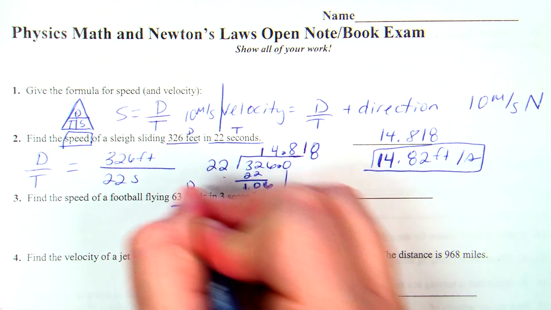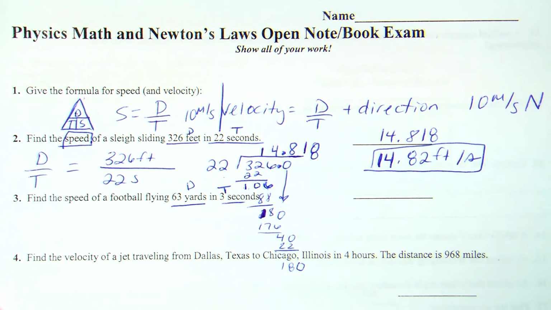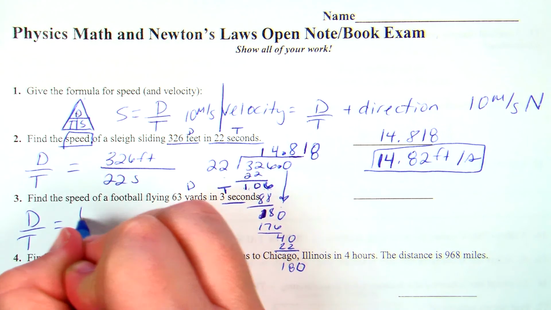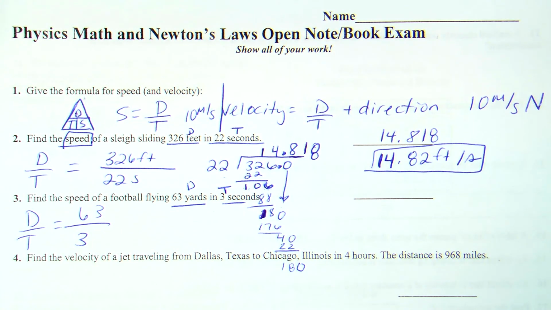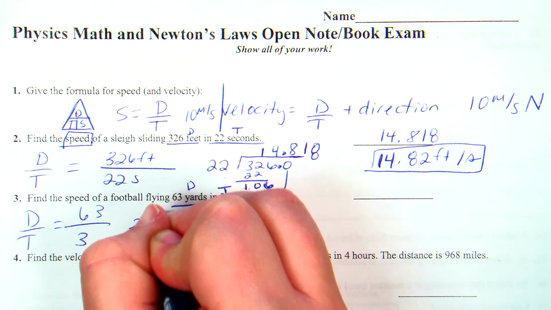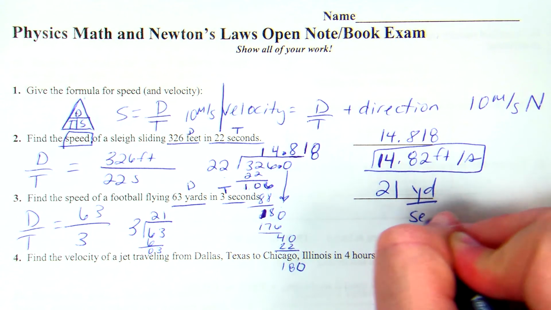Find the speed of a football flying 63 yards in 3 seconds. So you have your distance here and your time here. Okay, again, we're going to be nice, and you did not have to convert. If you did convert, you'll get credit for that question in feet. But you have 63 divided by 3. Pretty simple math here. Put 3 into 63, and you should get 21, which is 21 yards per second.